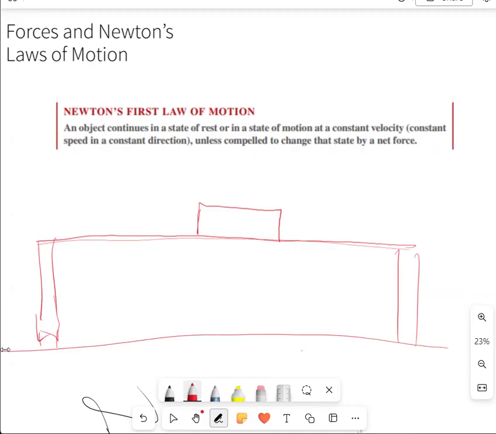So if that thing is on the tabletop, right? And nobody moves it, or there's not a net force. A net force doesn't act on it. I'm going to explain this in a little more detail, right? Unless a net force acts on it, it's not going to move.